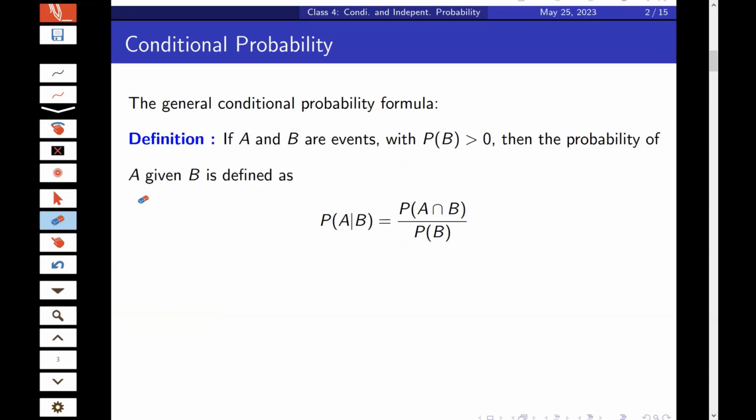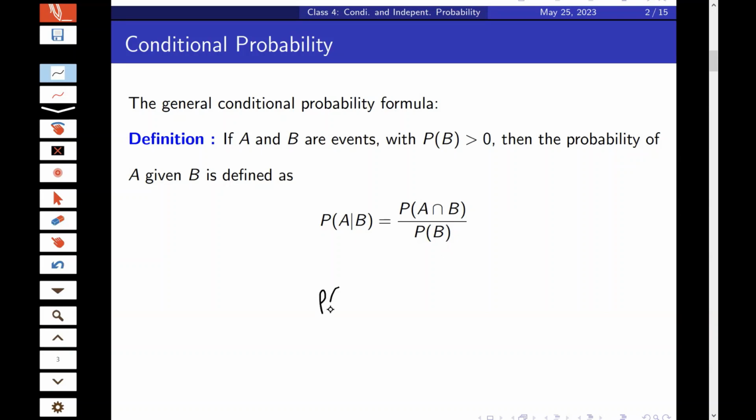Then the probability of A given B. So A given B means B has already happened. What is the probability of A happening? So that's the meaning of this. What is the probability of A happening if B happens? Okay, so this is the same as probability of A intersection B over probability of B.